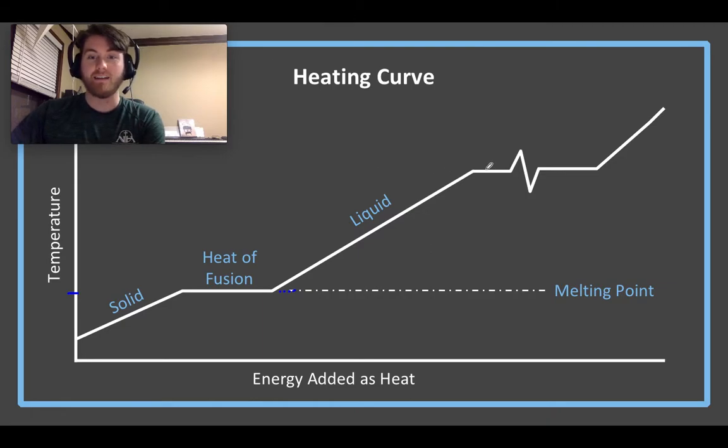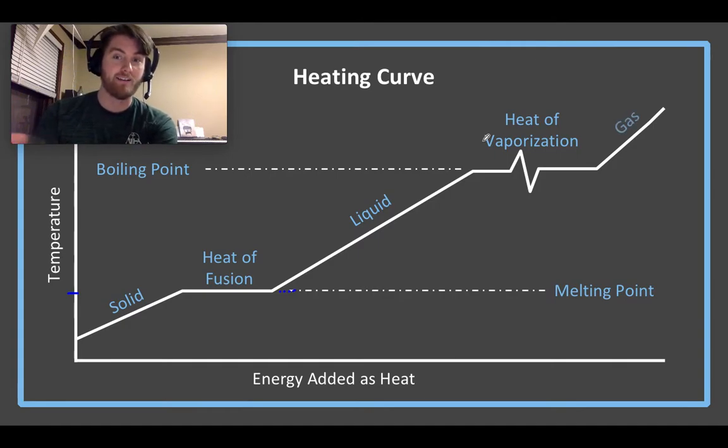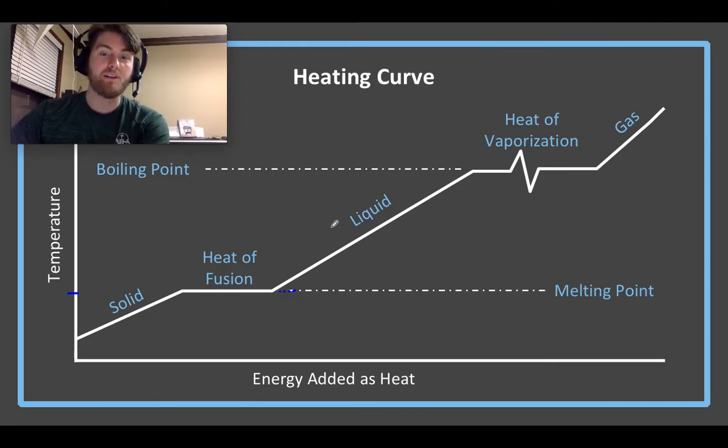And once again, at the very end, you are going to reach a specific temperature. It's called the boiling point. You undergo what is called the heat of vaporization. Again, that amount of energy necessary to undergo phase until finally you hit a gas. One of the things that's really telling about a heating curve is notice what happens to the temperature during the heat of fusion.